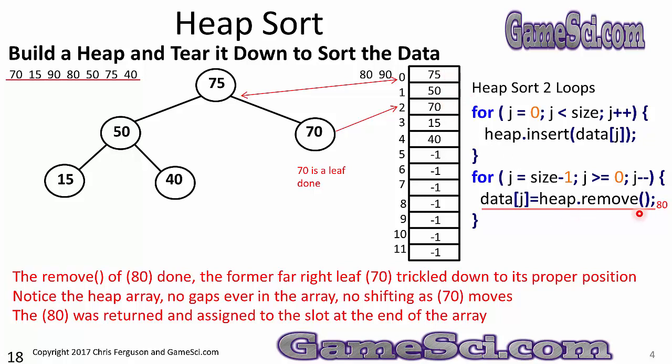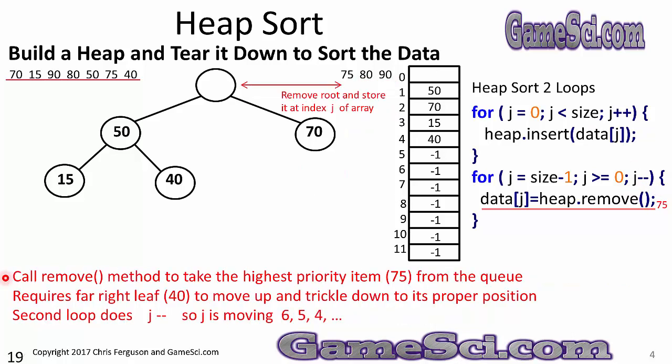The 80 that was removed is assigned to data sub j. J is pointing towards the end of the array. 80 came up near the end of the sorted data. Call the remove method to take the highest priority item, 75, from the queue. Requires the far right leaf, the 40, to move up and trickle down to its proper position. Notice the second loop. Look at what it does. J minus minus. So J is moving from 6 to 5 to 4. J moved 90 to the end, and then it moved 80 here. And 75 will go in at 1 less. We're taking 75 out of the heap and assigning it to the end of the data array.